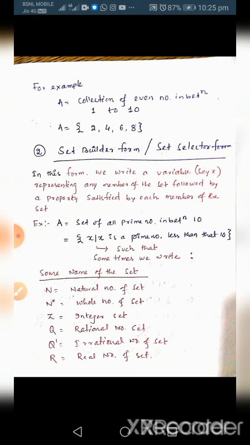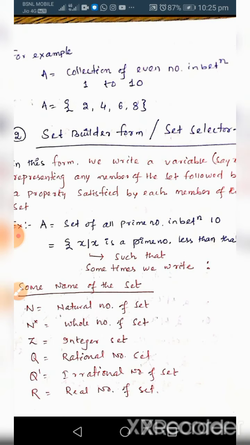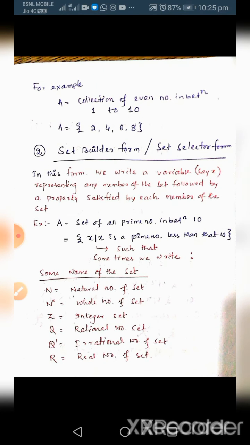Before understanding the set builder form, the set selector form, I will give some notations, the names of the sets. Here N is the natural number set, N star is the whole number set, Z is the integer set, Q is the rational number set, Q test is the irrational number set, and R is the real number set. You have to remember this very well.